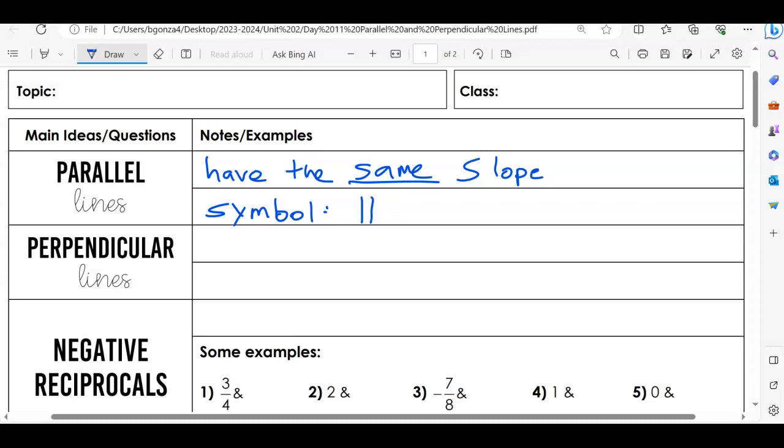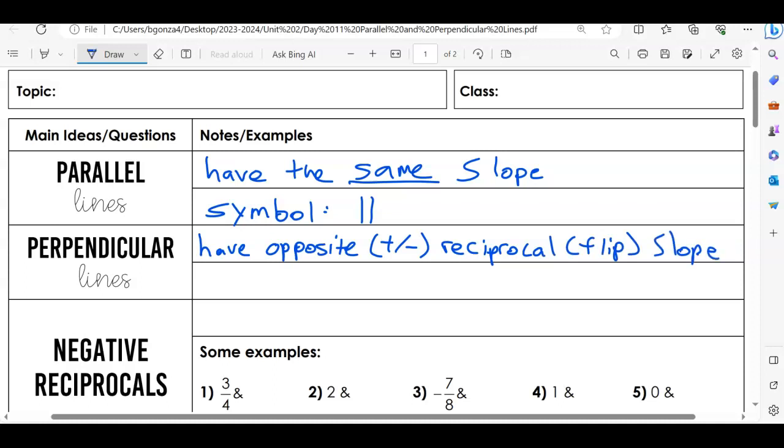Perpendicular, this gets to what we just talked about. Perpendicular lines have opposite, which is the plus minus sign, reciprocal, which is the flip, slope. So what we just did on the warm-up is how you find an opposite reciprocal perpendicular slope. And the symbol is an upside-down T looking thing. That is a perpendicular symbol.